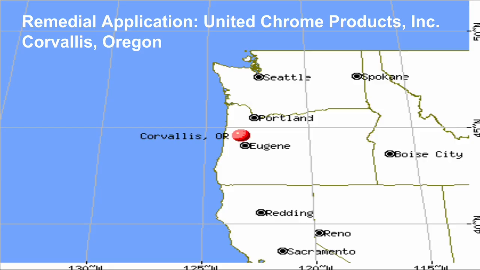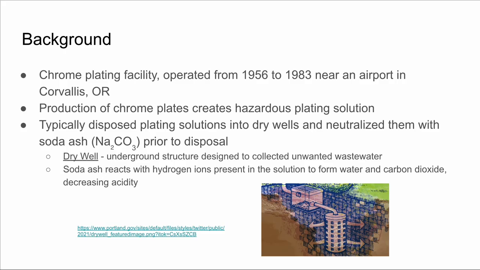Superfund site in Corvallis, Oregon. So a bit of a background on the site. This company operated a chrome plating facility for about 40 years near an airport in Corvallis, Oregon. The production of chrome plates produces hazardous plating solution, and what the company would do with this solution is they dispose of it into dry wells and neutralize them with soda ash prior to disposal.